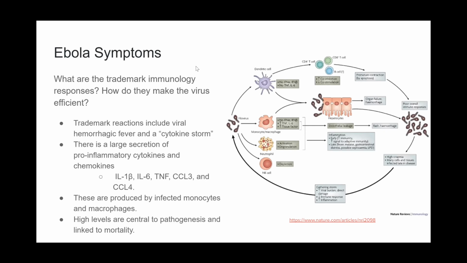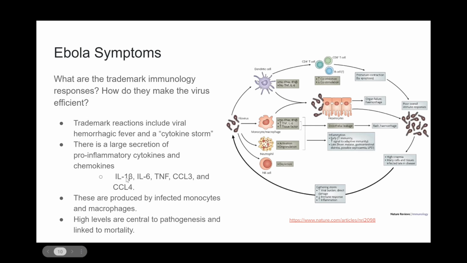What are some of the trademark immunology responses, and how do they make the virus efficient? Some trademark reactions to Ebola virus include viral hemorrhagic fever and a cytokine storm. Cytokine storm refers to various inflammatory cytokines that are produced at a much higher rate than normal. We see a large secretion of pro-inflammatory cytokines and chemokines.